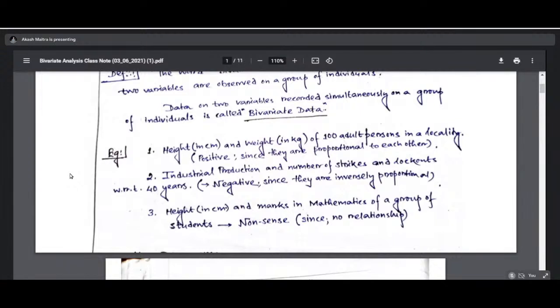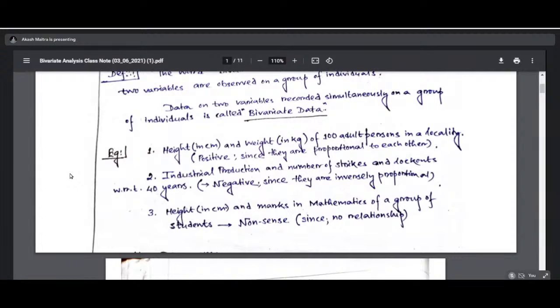Say, for example, in your school, I have collected 100 students, and I have collected the data of their marks in mathematics in the Madhyamik examination and their height in centimeter, and I have gotten the data points. I have gotten n pairs, or say 100 pairs, of data.